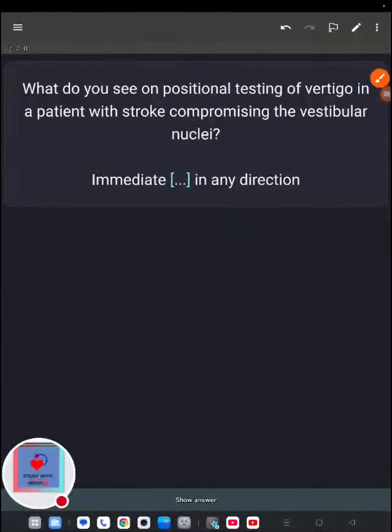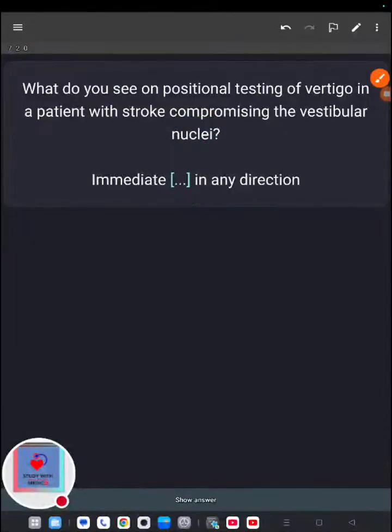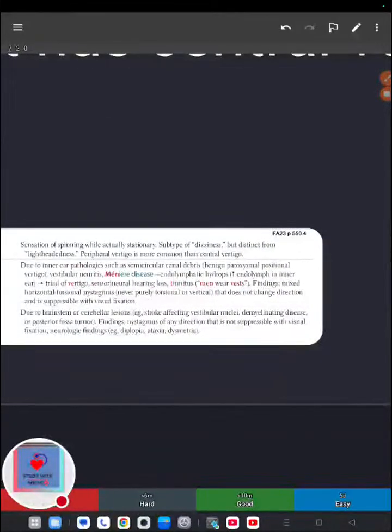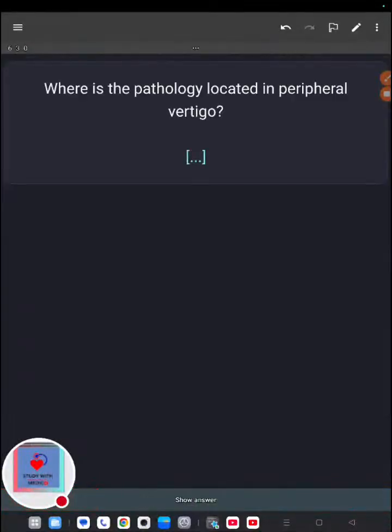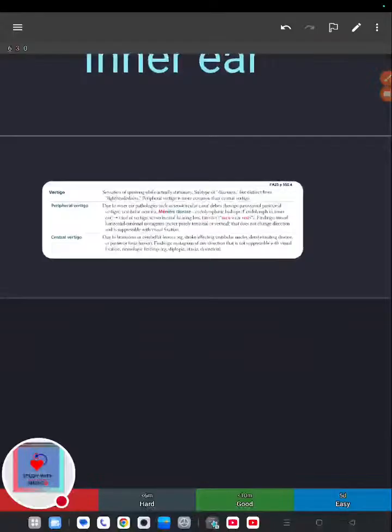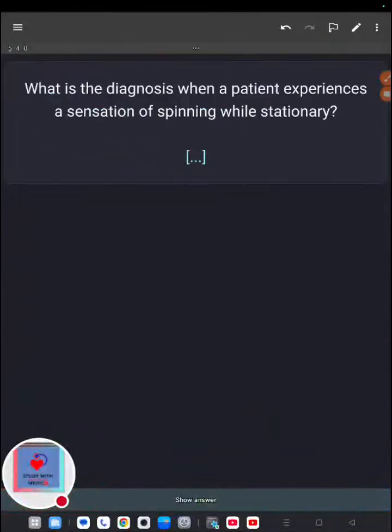What do you see on positional testing of vertigo in a patient with stroke compromising the vestibular nuclei? Nystagmus in any direction. So the patient has central vertigo. There will be nystagmus that is not suppressible with visual fixation. Where is the pathology located in peripheral vertigo? This is because of semicircular canal debris, vestibular neuritis and Meniere's disease. These are inner ear pathologies.